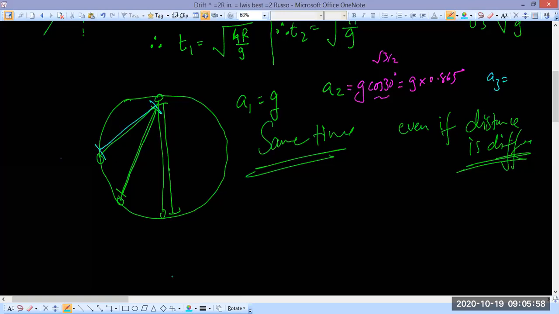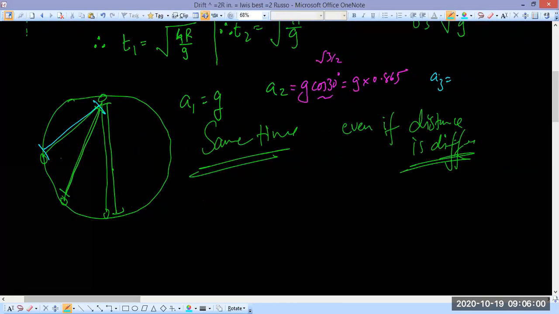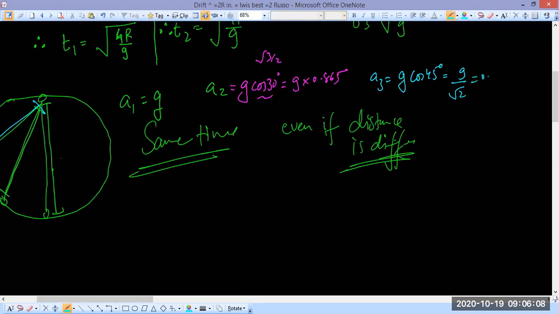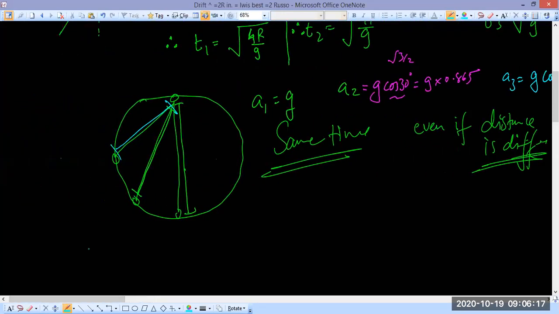It has to travel only that much. But its acceleration is even less. It is g cos 45, so that is only g by root 2, like 0.7 g. So this is all the game, right? It is totally different.